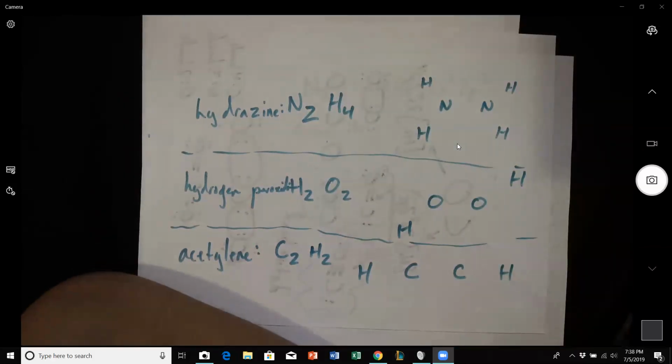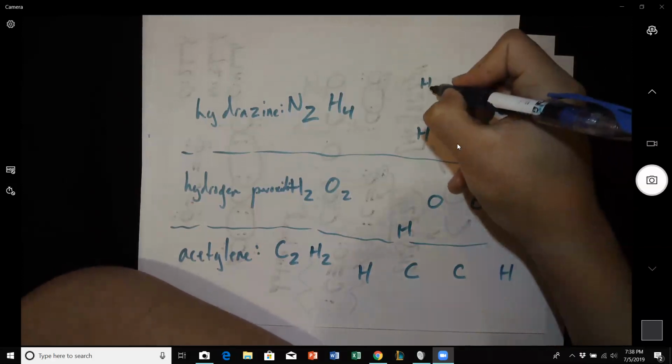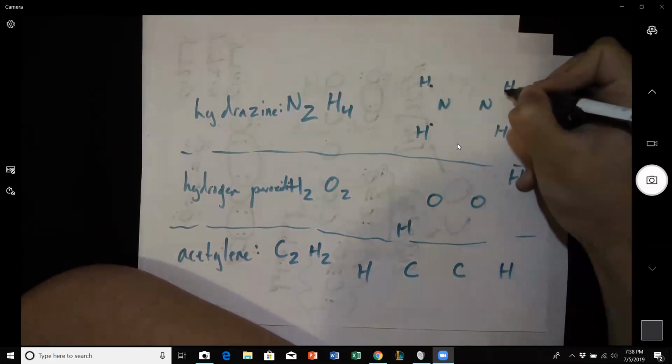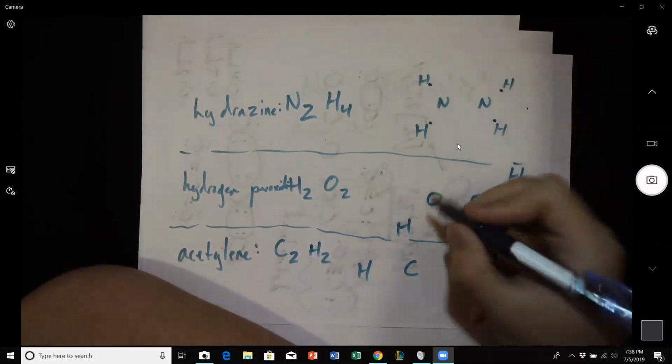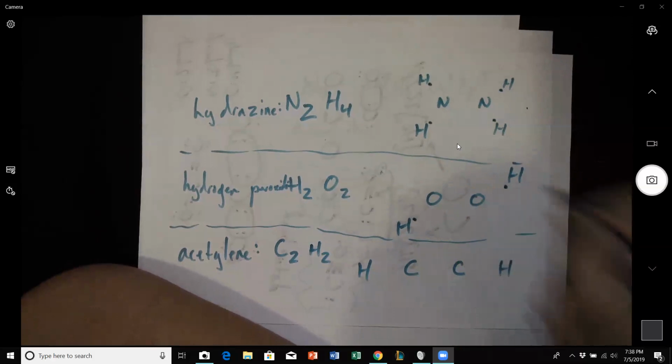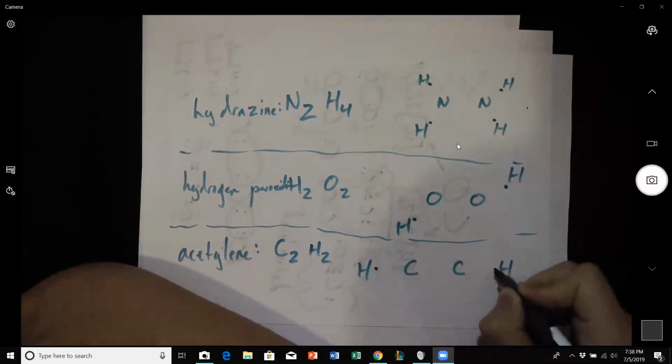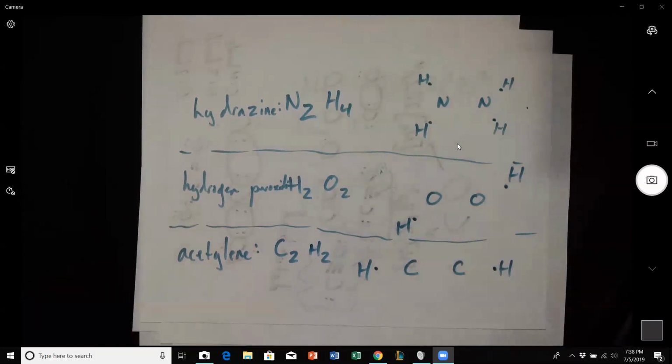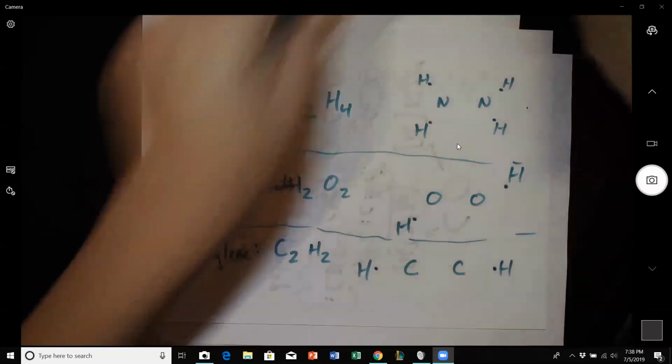So each dot represents an electron. So let's put in our electrons first. Each hydrogen has one valence electron, which we will represent as a single dot. Okay. And now let's do this in a different color.